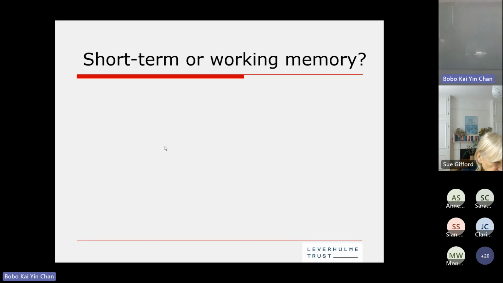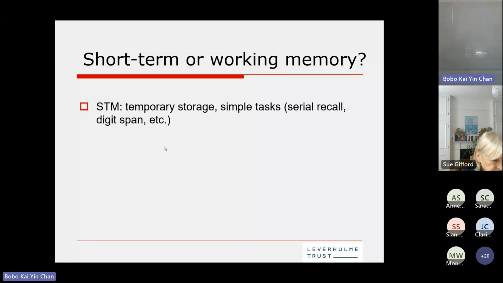And then from the mid-70s, Alan Baddeley started talking mostly about working memory, because that was believed to be a more comprehensive concept that includes not only temporary storage for the short term, but also some manipulation of information. And that actually happened to be the most important function of working memory. Not just storage, but the whole processing, all manipulation of information. So it's a much more comprehensive concept that actually subsumes short-term memory. Short-term memory is essentially the part of the function of working memory that is responsible for temporary storage.